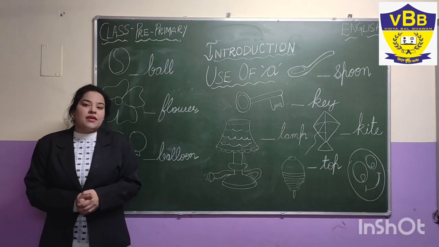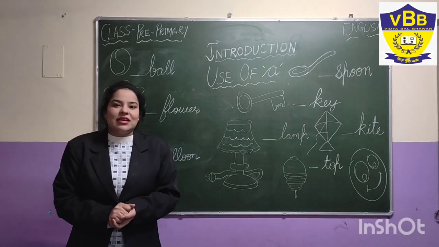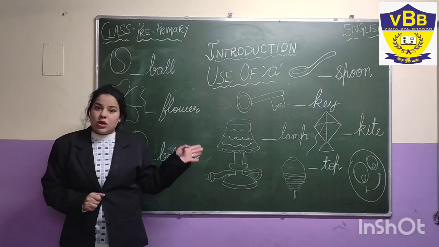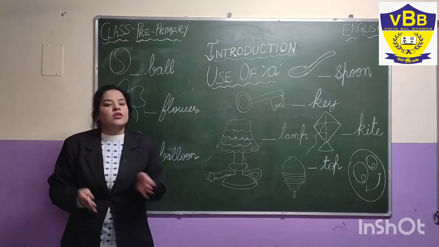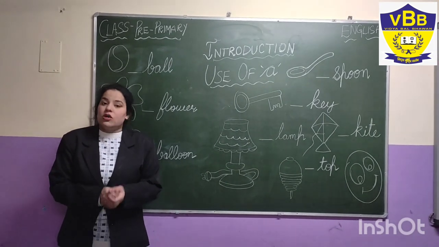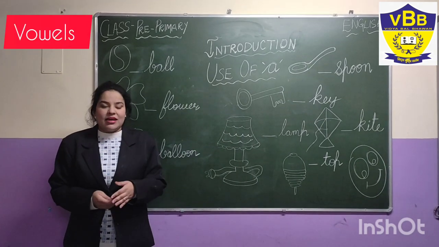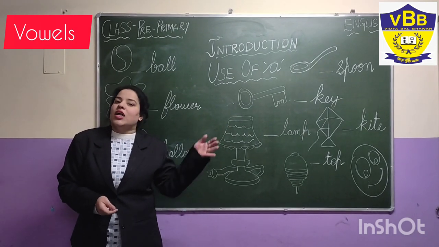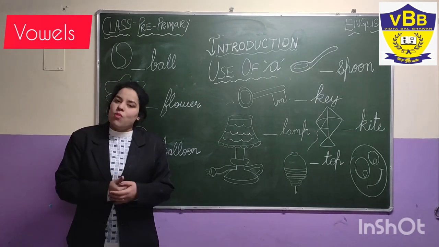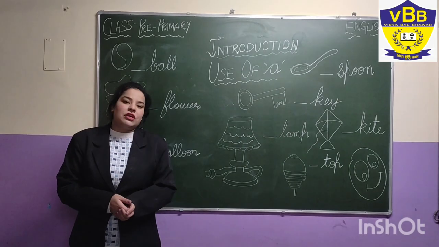Today students we will learn about the use of A. Do you know vowels and consonants? No? So let me tell you. Students, for the use of A, we should know about vowels and consonants. There are 26 letters in the alphabet, out of which A, E, I, O, U are special letters. I am repeating again. A, E, I, O, U are called vowels, and the rest are consonants.